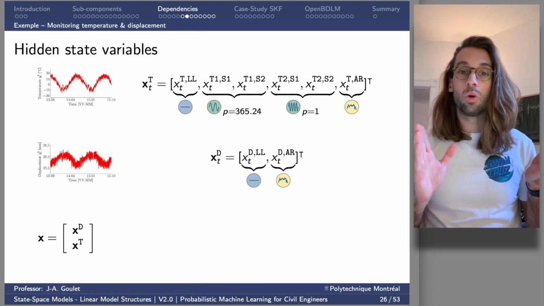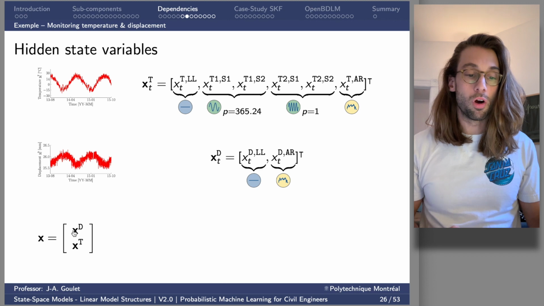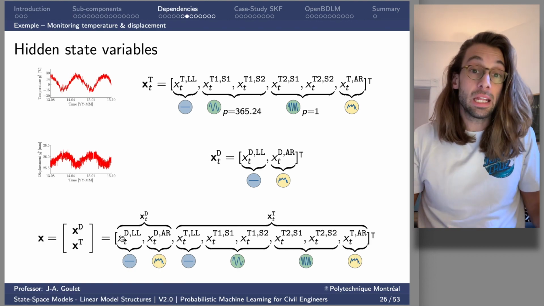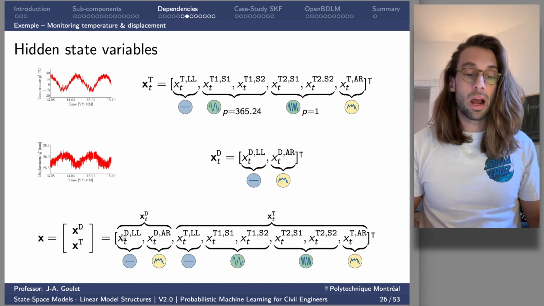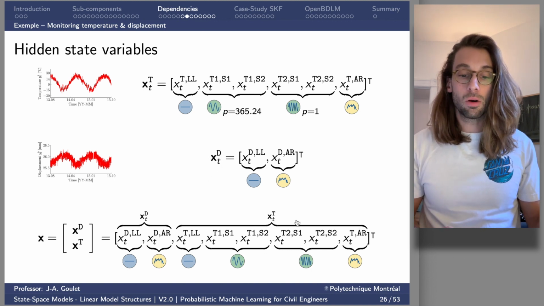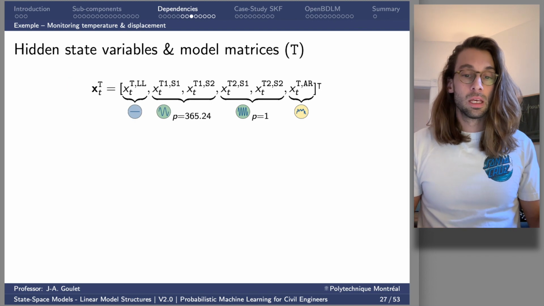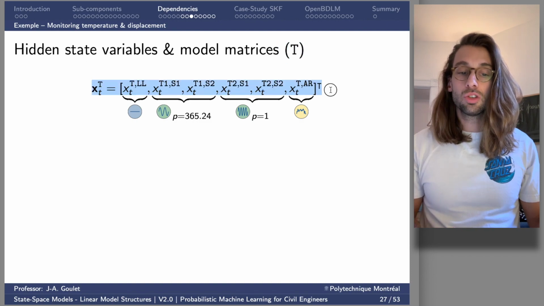So now I will build my global vector by concatenating the vector for the displacement and the temperature. And then I'm going to concatenate in the same way all my hidden states in a single vector, where my first 2 are going to be my hidden states related to the displacement. My 6 last are going to be the hidden states related to the temperature, okay? So now let's look at just the model matrices for the temperature.